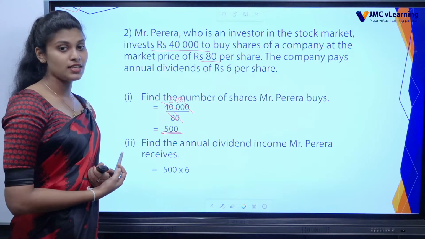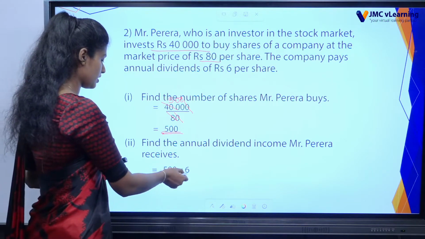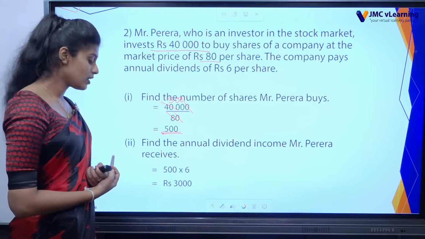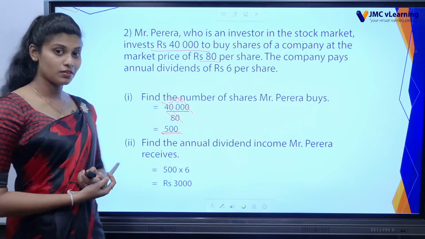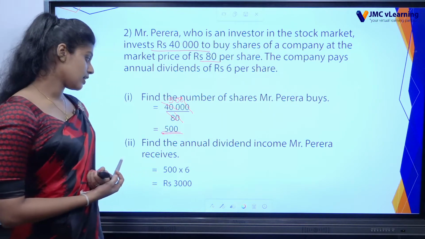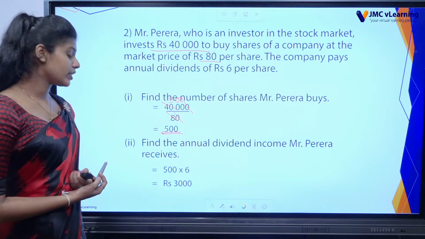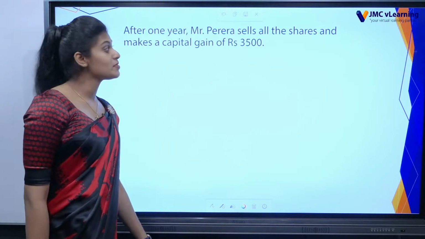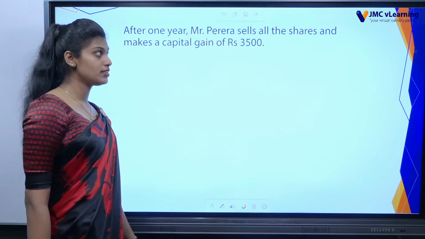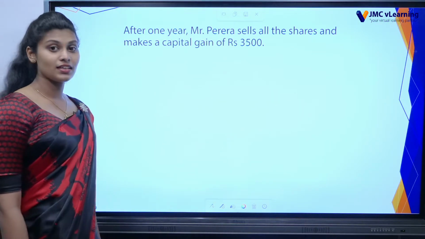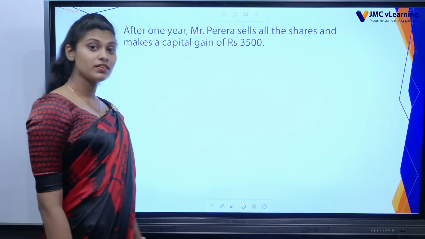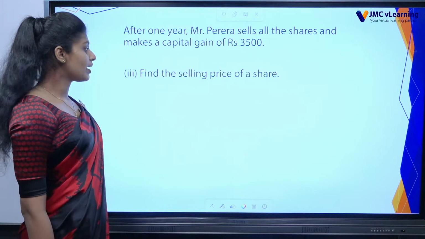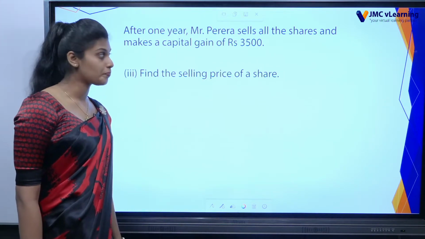Then what is the answer? 6 into 0, 0. 6 into 0, 0. 6 into 5, 30. That means after 1 year, he can take the dividend as 3,000 rupees. After 1 year, Mr. Pereira sells all the shares and makes a capital gain of 3,500. Then find the selling price of a share.